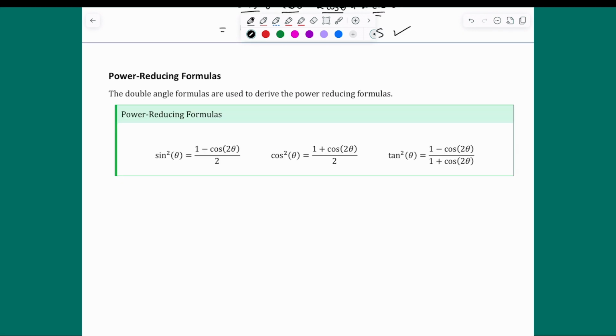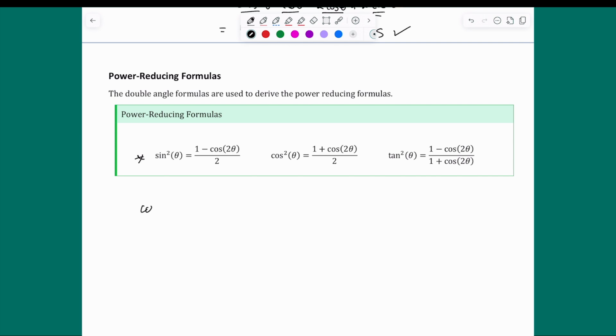Okay, so we have what's called the power reducing formulas, and these can be derived using the double angle formulas. The first one we have is sine squared of theta equals 1 minus cosine of 2 theta over 2. Cosine squared theta equals 1 plus cosine of 2 theta over 2. And then tangent squared theta equals 1 minus cosine of 2 theta over 1 plus cosine of 2 theta. All right, here I'll show you how to derive the first one here.